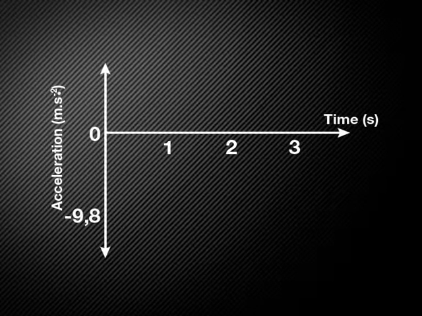There is only one more graph to be drawn, the graph of acceleration versus time. This is the simplest graph as the acceleration is constant and has a value of negative 9,8 meters per second squared. All three of these graphs have the shapes that we expected.